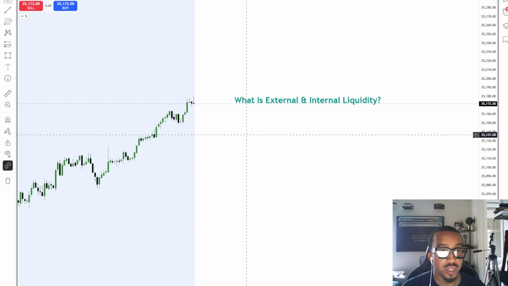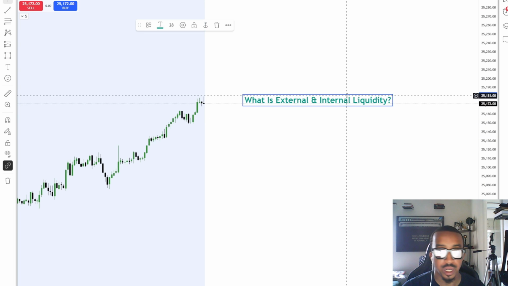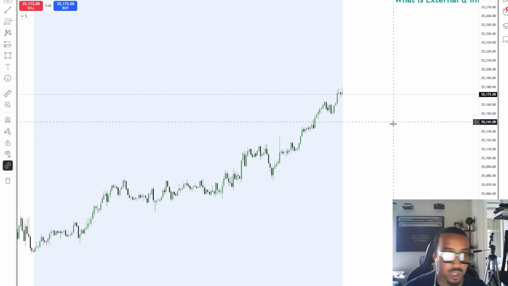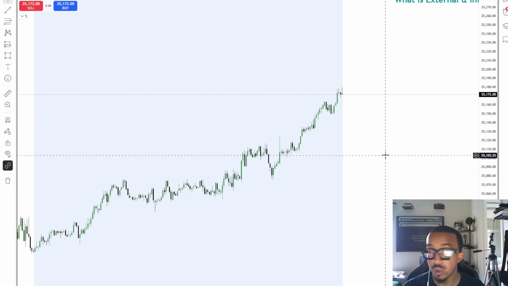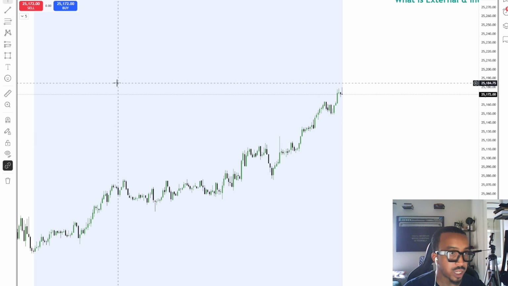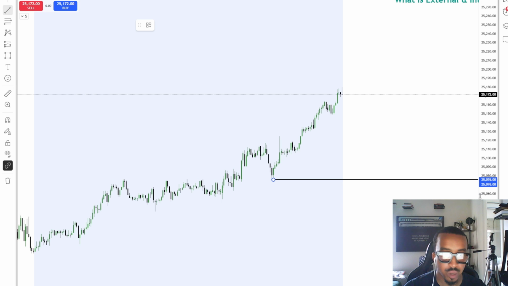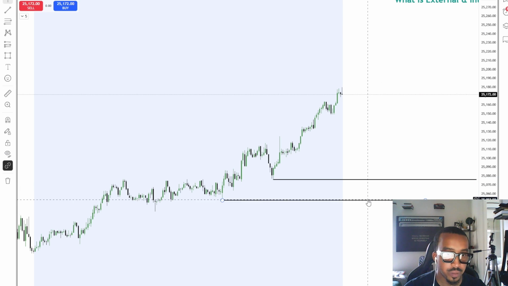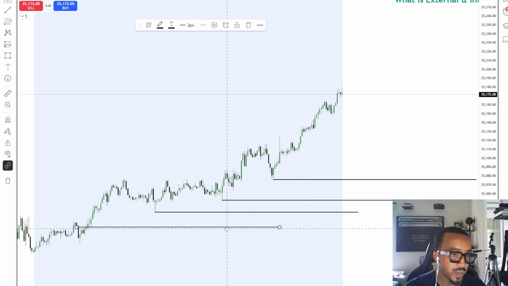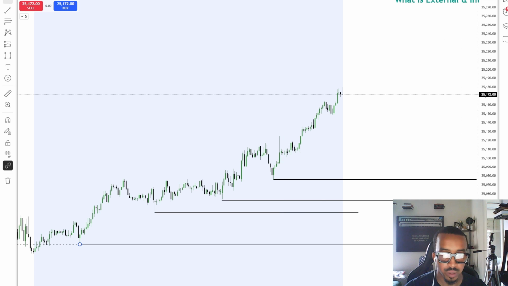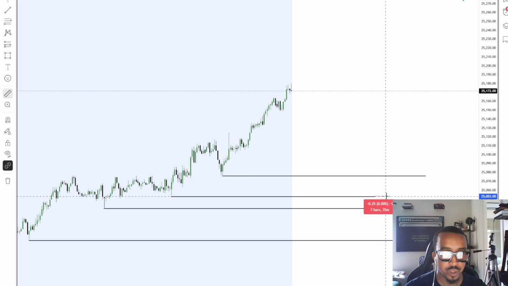So as you guys can see right here, let me go ahead and just move this out the way. If we go over here, we're going to first identify what is our external liquidity. So external liquidity would simply just be these lows. If we mark these out, there's all of these lows being generated here, and these would all be considered external liquidity. And then just draw them out just a little bit more. These would all be considered external liquidity.